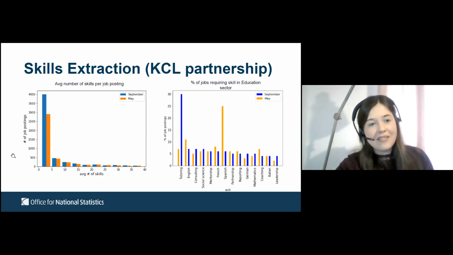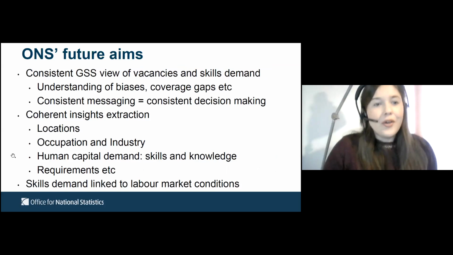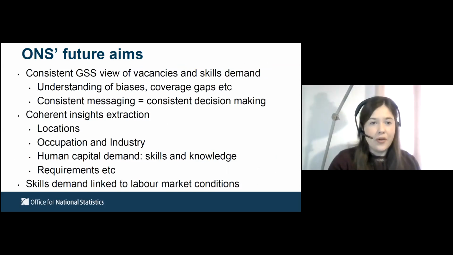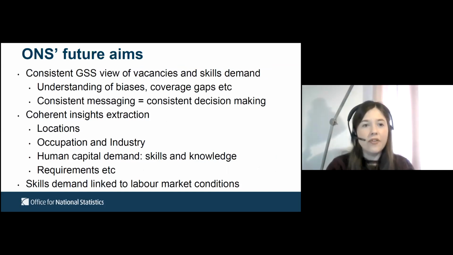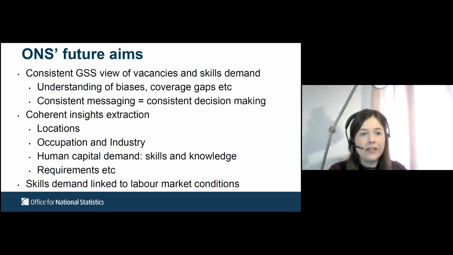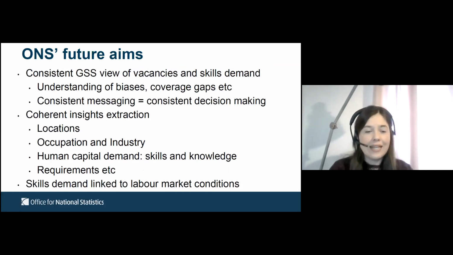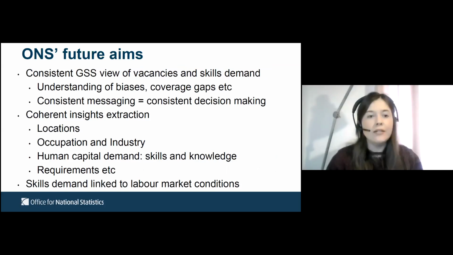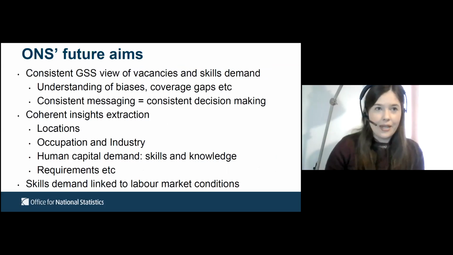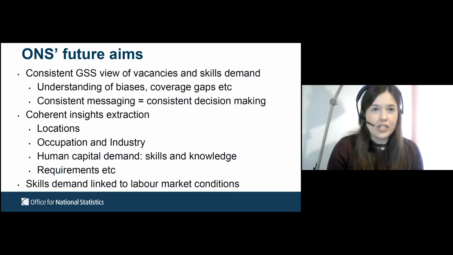So next slide, please. Hopefully that's provided a useful overview of what the ONS have been doing in this space. I wanted to close this presentation by highlighting some of the future aims from our perspective. Firstly, it's clear to us that we need a consistent view across the GSS of vacancies and skill demand.